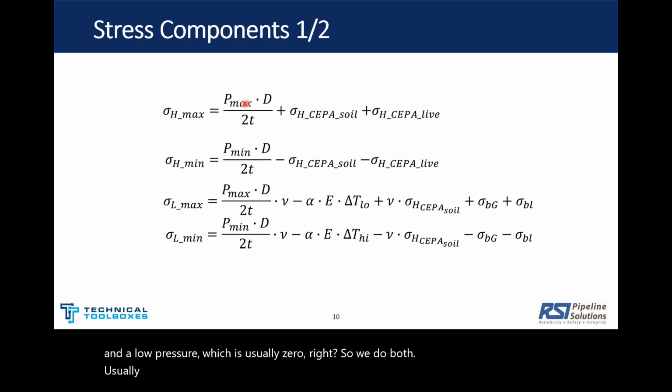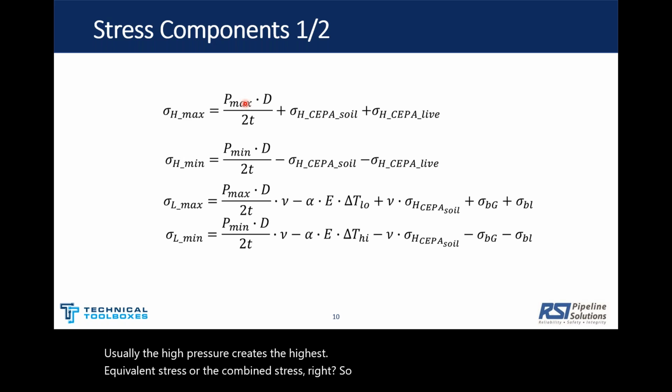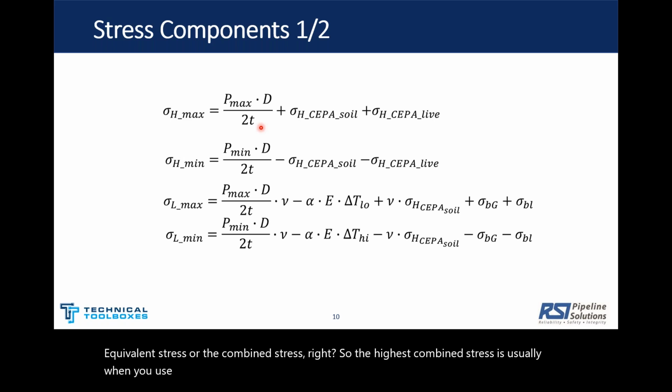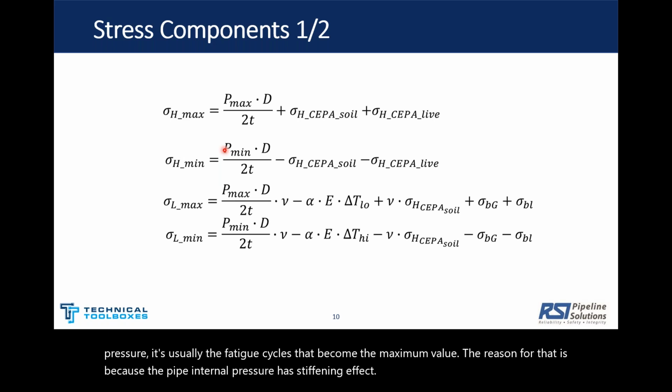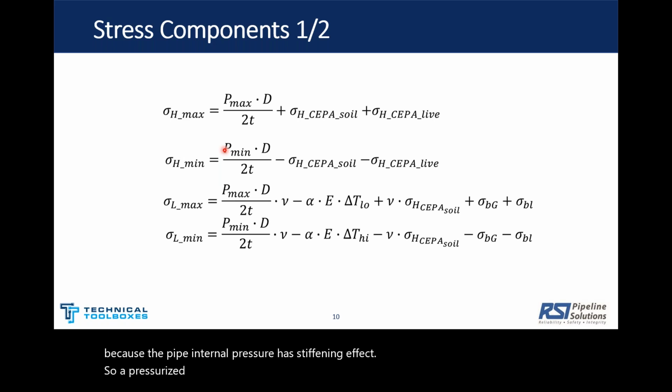Usually the high pressure creates the highest equivalent stress or the combined stress, right? So the highest combined stress is usually when you use the highest pressure in the pipe. And then when you use a low pressure or 0 pressure, it's usually the fatigue cycles that become the maximum value. The reason for that is because the pipe internal pressure has a stiffening effect. So a pressurized pipe is less sensitive to surface loading than an unpressurized pipe because of the stiffening effect of the internal pressure.